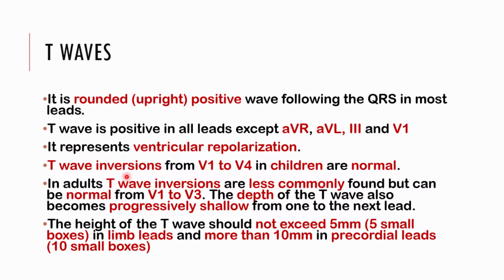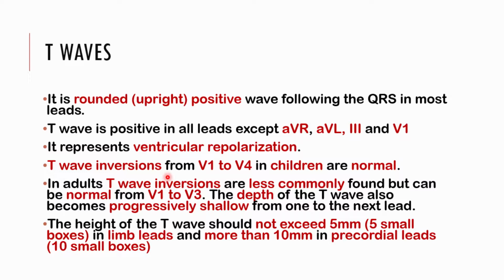Then of course in adults you may get T wave inversion, but it's less common, and if you find it, it's usually found in V1 and V2 as well as V3. And remember that the depth of the T wave also progressively becomes shallow as you go from one lead to another. But the rule of thumb is this: if you're looking at the limb leads, pretty much lead 1, lead 2, lead 3, AVL, AVR, and AVF, the T wave should not be greater than 5 small boxes. Like I told you, most of these waves are not greater than 5 small boxes.